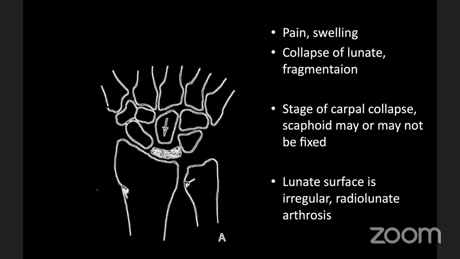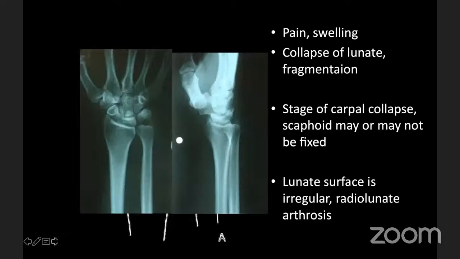Depending upon the amount of collapse and the status of the scapholunate ligament, the scaphoid may or may not flex at this stage. Because of the collapse, the lunate surface becomes irregular, and there may even be early radiolunate arthrosis. This is how the X-ray would look at this stage. So there is some early radiolunate arthrosis. The capitate has started driving into the lunate.